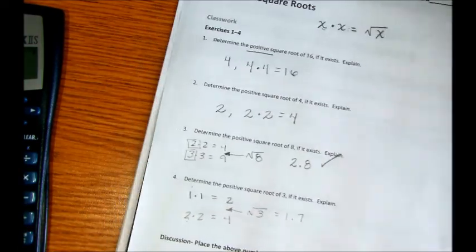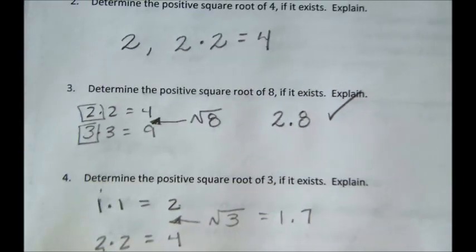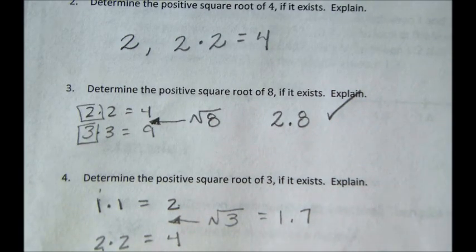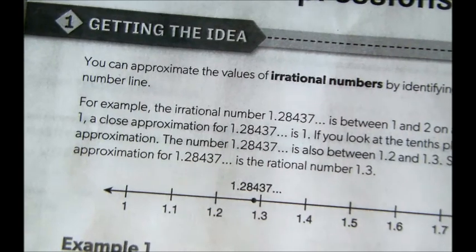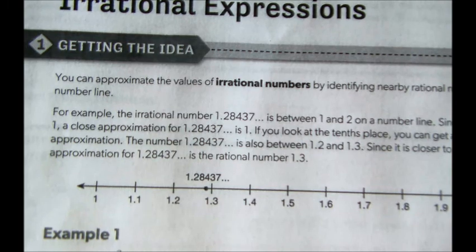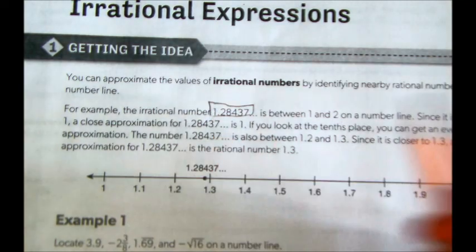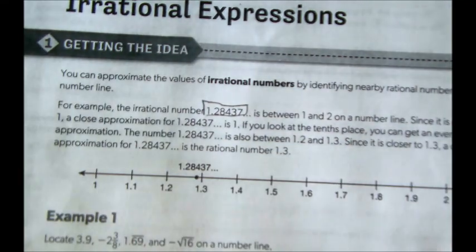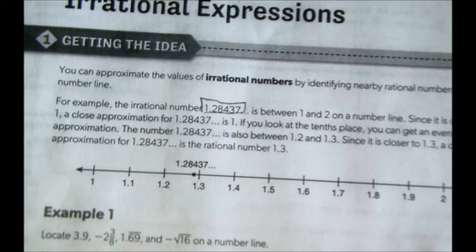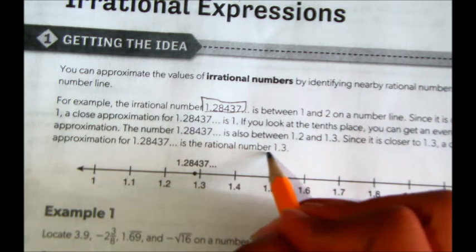Numbers 3 and 4 are what we call imperfect squares. Imperfect squares are the most popular irrational numbers that we'll work with in the 8th grade. You can approximate the values of irrational numbers by identifying nearby rational numbers on a number line. For example, the irrational number 1.28437 is between the numbers 1 and 2 on a number line. Since it's closer to 1, a close approximation for this number is 1. If you look at the tenths place, you can get an even closer approximation. The number 1.28437 is also between 1.2 and 1.3. Since it's closer to 1.3, a closer approximation for this irrational number is the rational number 1.3.